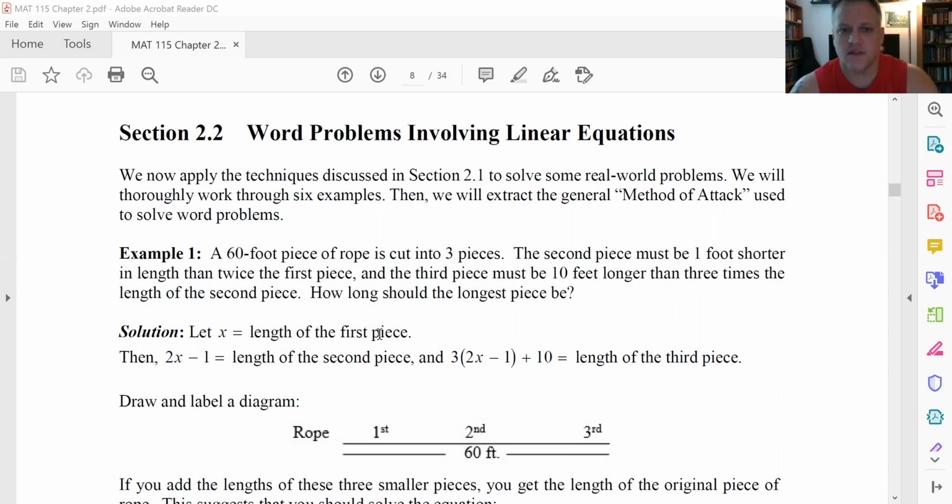All right, so the first time you see it, it could just be coming out jumbled and confusing. But what we first have to do is identify a variable. What is it that we don't know and that we would like to know? And what we don't know, for instance, is the length of the first piece. That's a good starting point.